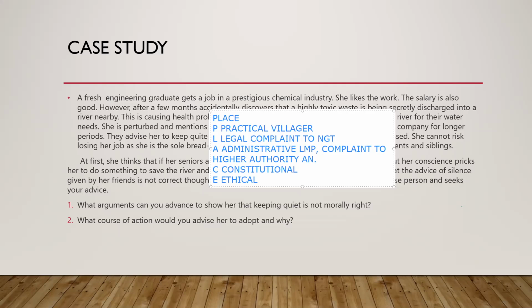Suppose you are that girl and you are facing that ethical dilemma and you are not able to sleep. The moment you find the solution in going to NGT, you have done your job. You are happy that yes, I have done it. So you will find peace. Are you getting it? Yes, sir.